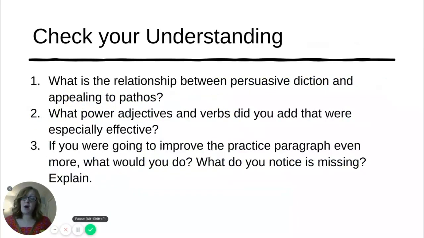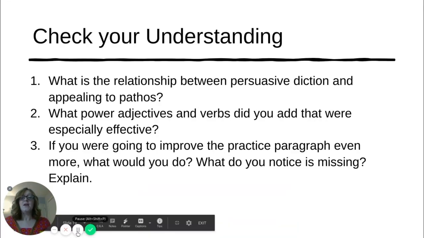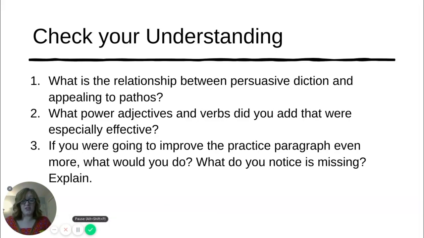Now it's time to pause and check for understanding. Here are your 3 questions. What is the relationship between persuasive diction and appealing to pathos? What power adjectives and verbs did you add that were especially effective? If you were going to improve the practice paragraph even more, what would you do? What do you notice is missing? Explain.